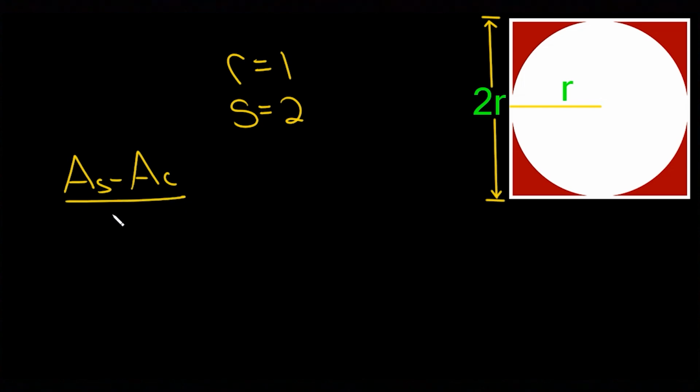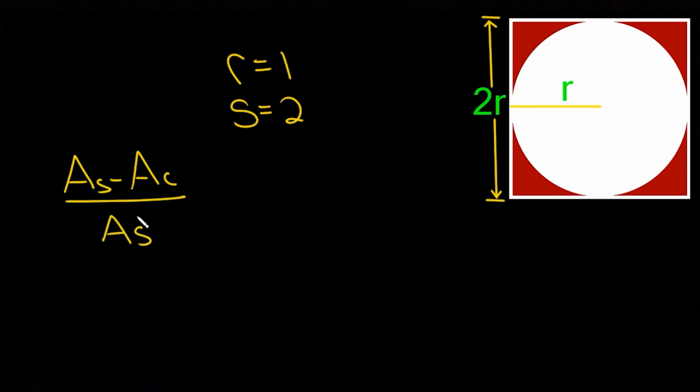So I can simply call my radius whatever I want here. It won't matter. I could just say that the radius is going to be equal to 1. And if the radius is equal to 1, that means the side length of my square is going to be 2, because 2 times r, or in our case 2 times 1, will give us 2. So remember what we're trying to find here: the area of the shaded region. Again, you're going to do area of square minus area of circle all over area of square.